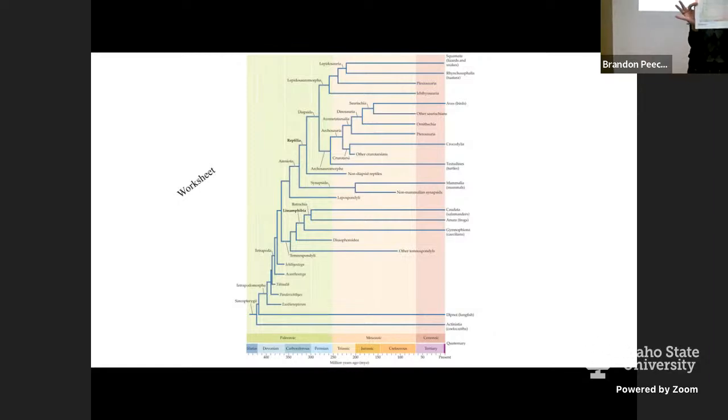I'm giving you this on the back. This is a figure from the herpetology textbook. If you ever take Dr. Peterson's herpetology class, this is a figure from that book. I use this figure because I just love it so much. It's definitely TMI for you guys. You don't need to know all this stuff.